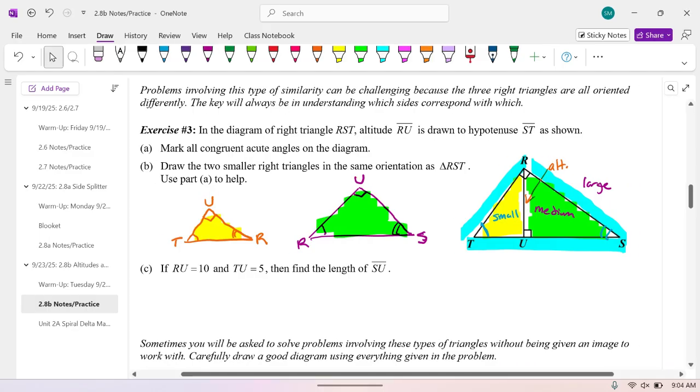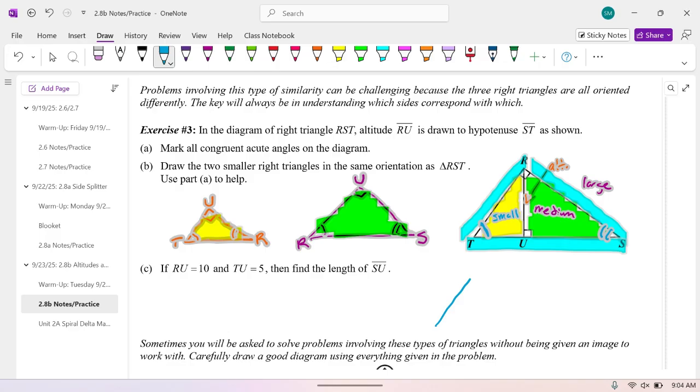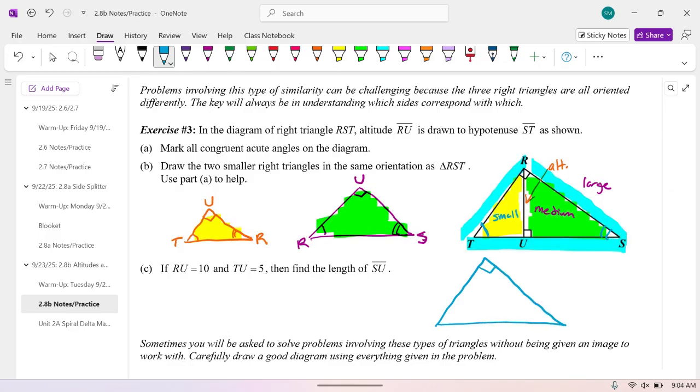So if it helps, because there's so much going on in the originally drawn one, let's just draw the biggest one. So the right angle's here, 1 tick, 2 ticks. This would be RTS. So this is the largest triangle. All right.